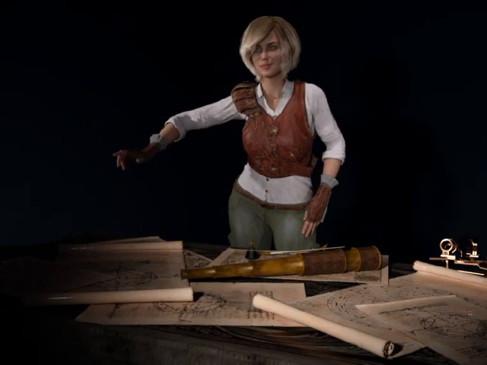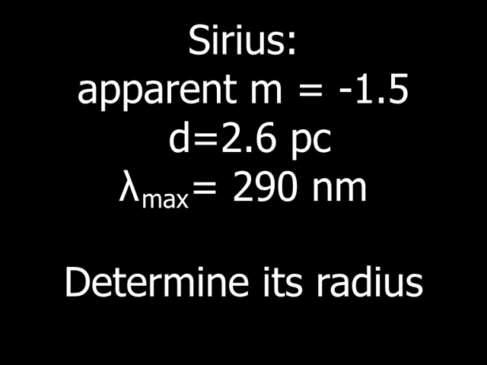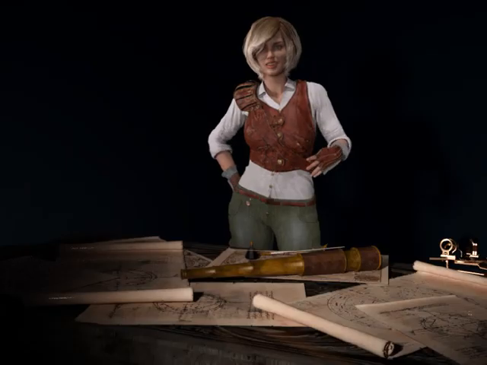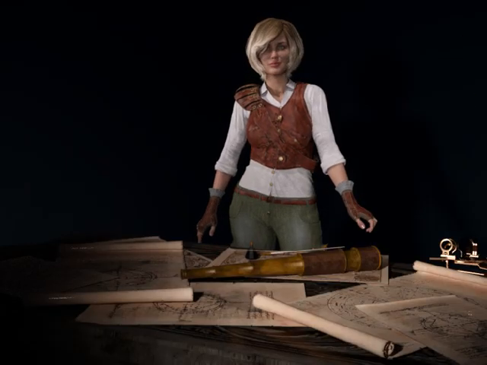Here is an example question. Sirius is the brightest star in the night sky with an apparent magnitude of -1.5, it is only 2.6 parsecs away. Its spectrum can be approximated to a blackbody, with a peak intensity at 290 nanometers. Determine the radius of the star. You may assume the Sun has an absolute magnitude of +5, and a luminosity of 4 times 10 to the power of 26 watts. Here is a model answer.